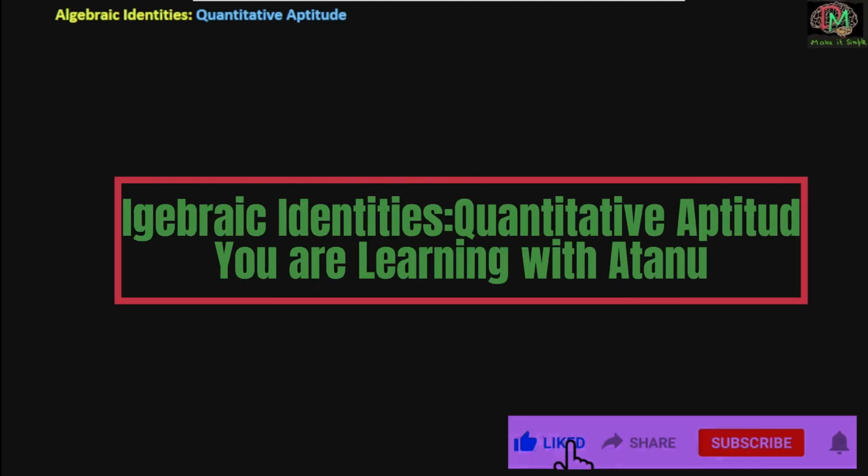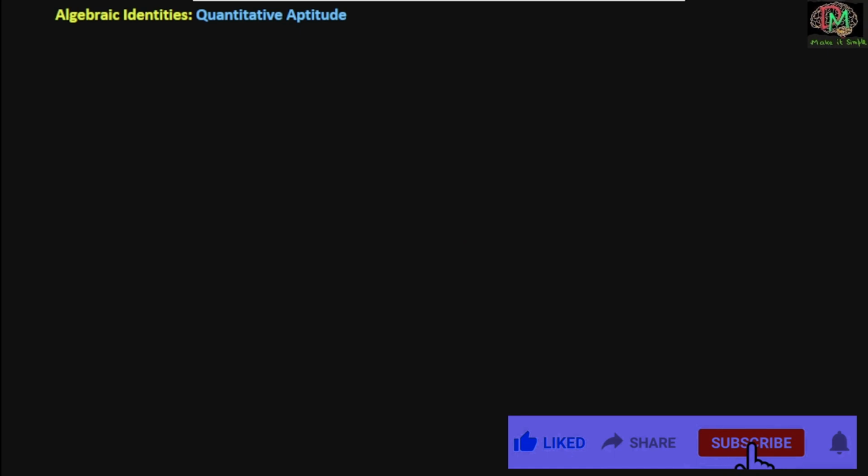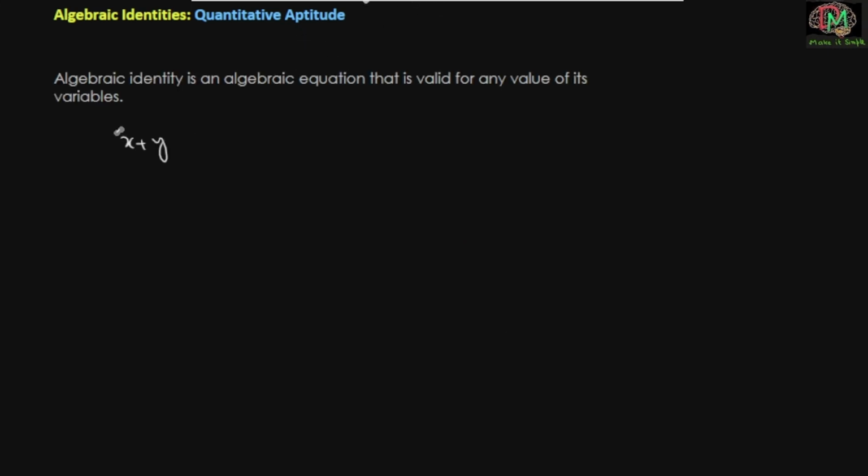An algebraic identity is an algebraic equation that is valid for any value of its variable. Let's take one example: (x + y)² = x² + 2xy + y². It is an algebraic identity because if we put any value of x and y, it generates the same value on both the left side and the right side.